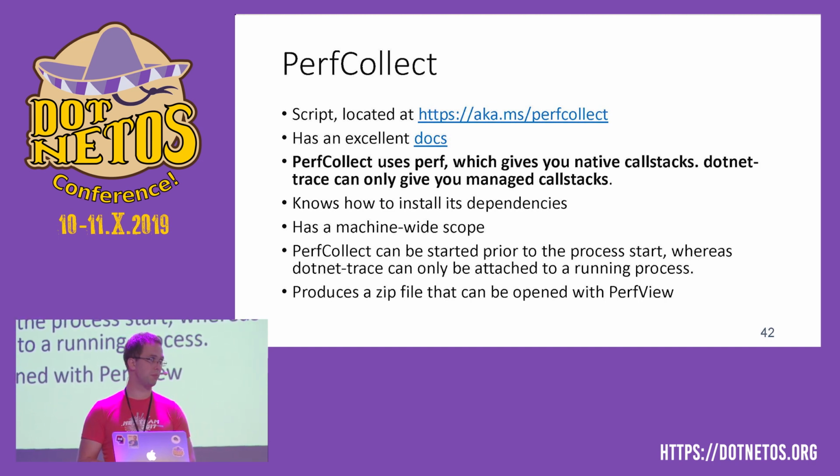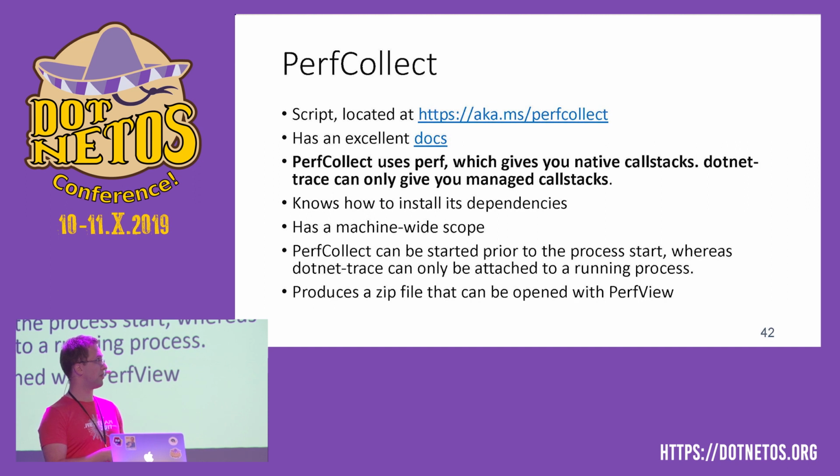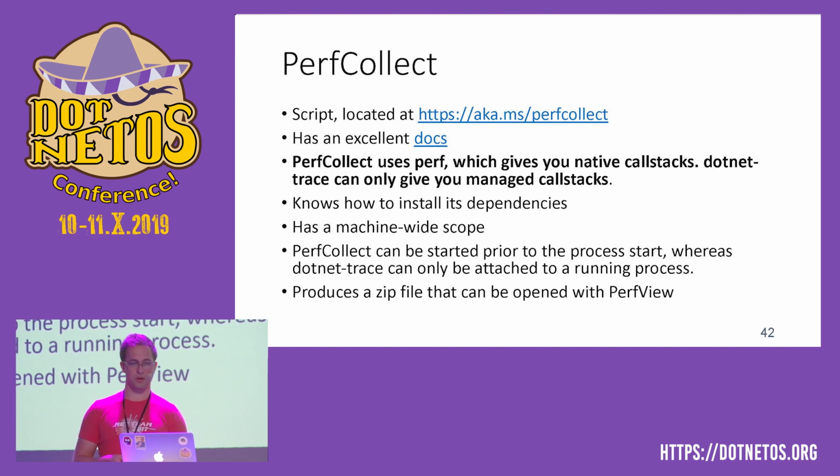We typically don't need this information. However, if you ever get to the point that you need to do a machine-wide analysis on Linux, or you really care about native call stacks, or you want to profile the startup time, then you should use PerfCollect. PerfCollect is just a script located at aka.ms/perfcollect. It has excellent docs which describe everything. Basically, it's using perf and LTTng to combine all the data together and to allow for fully featured profiling on Linux. It also knows how to install its dependencies.